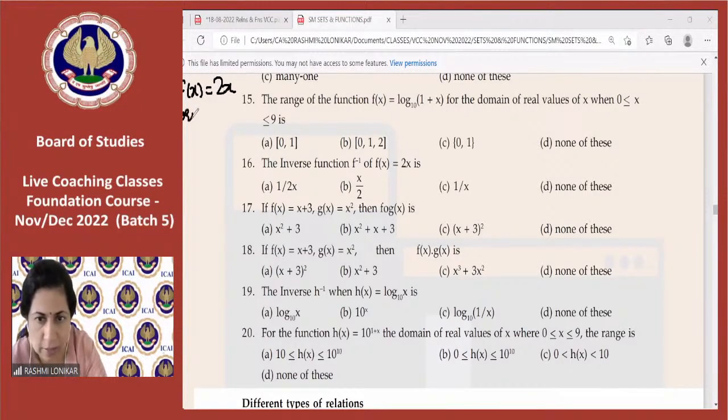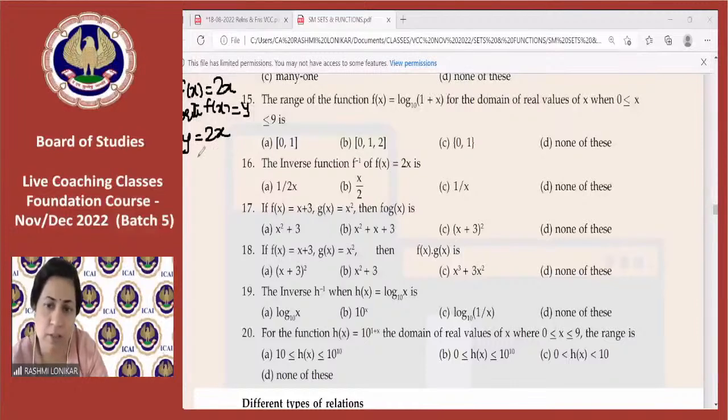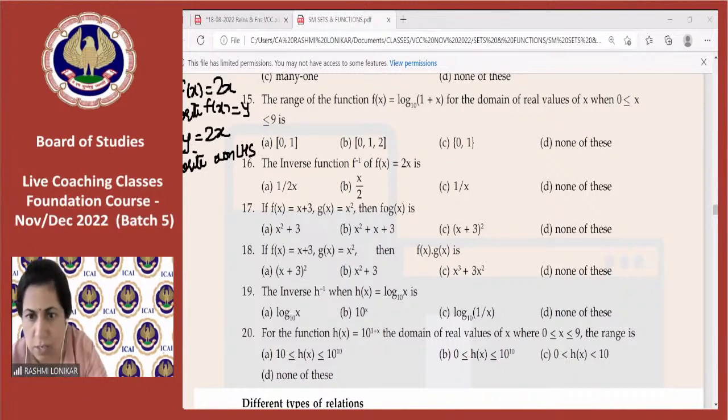So write f(x) to be equal to y. So y is equal to 2x, right? Then what is the next step? The next step is to write x on the left hand side. Write x on LHS. So x will be equal to y by 2.